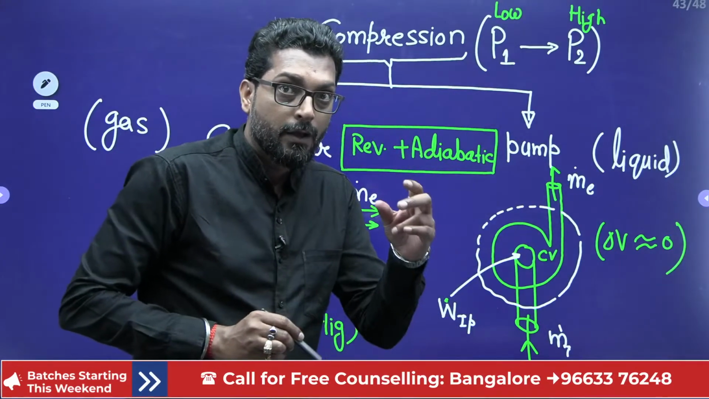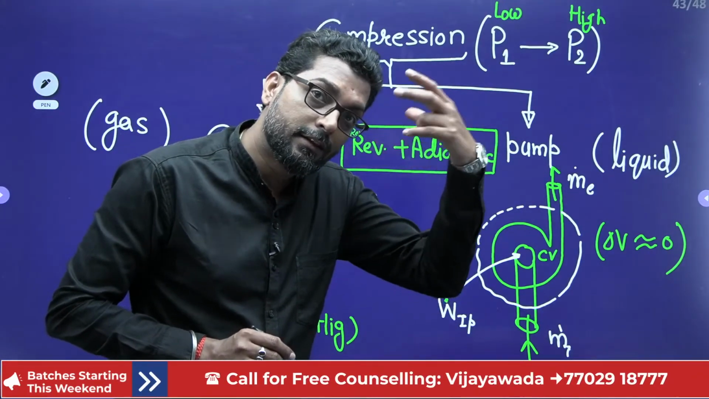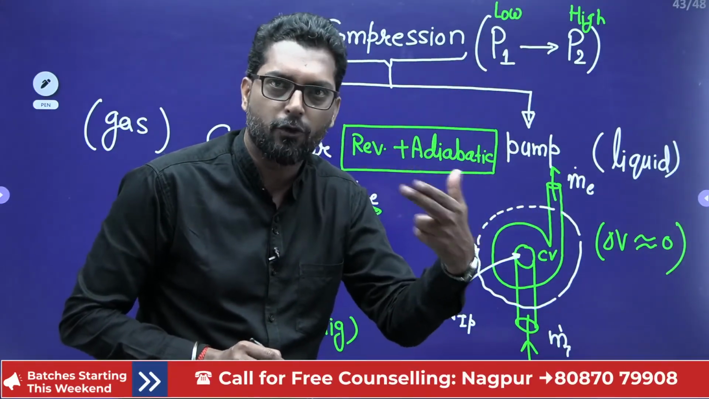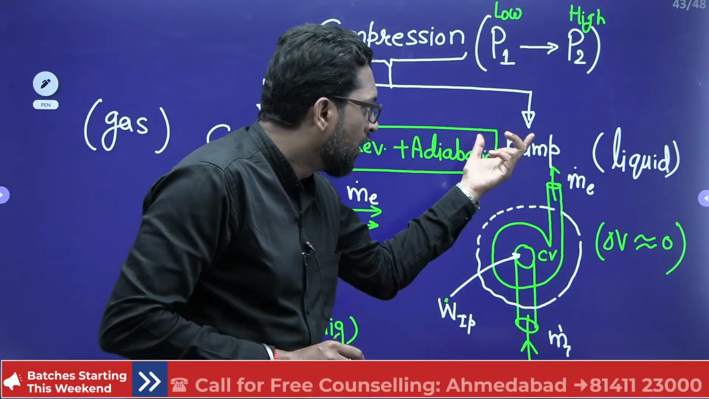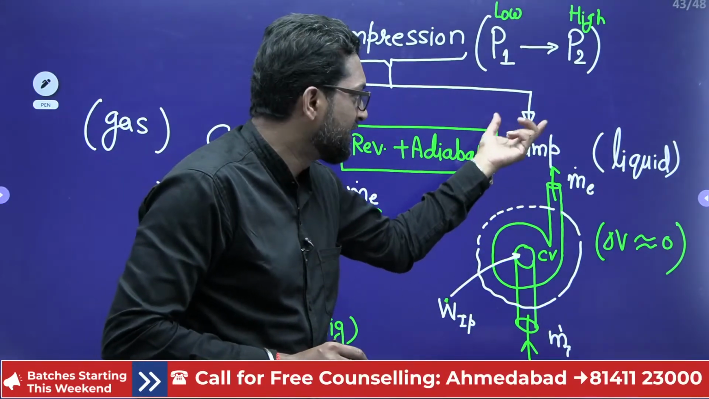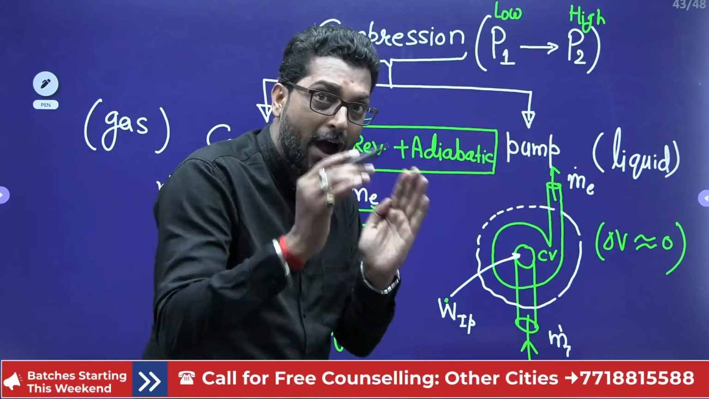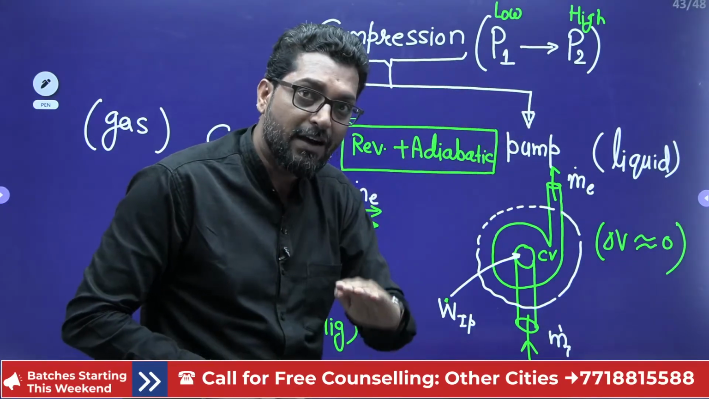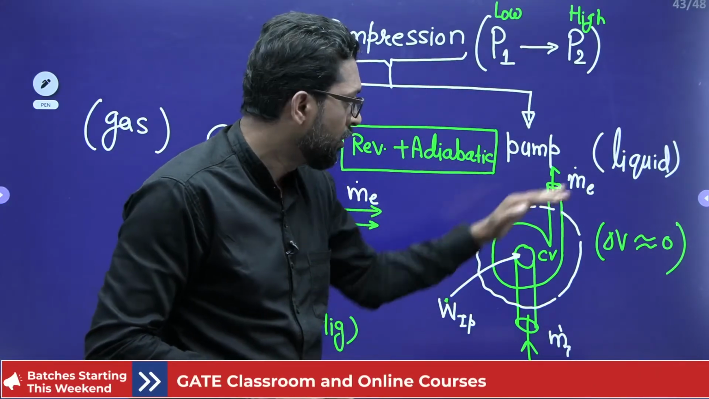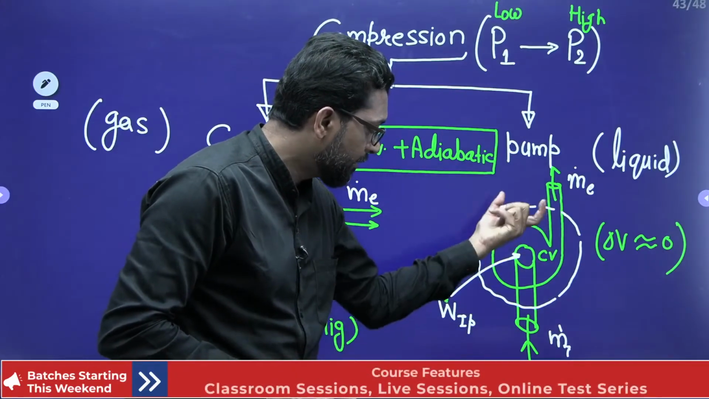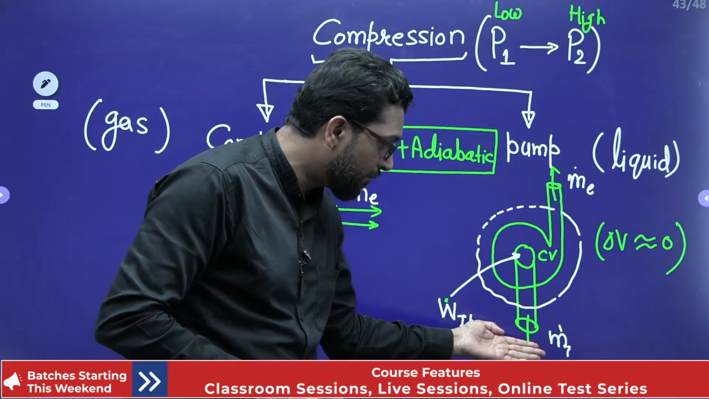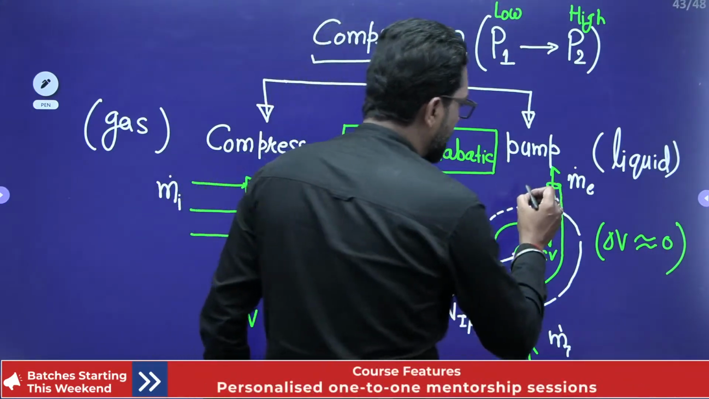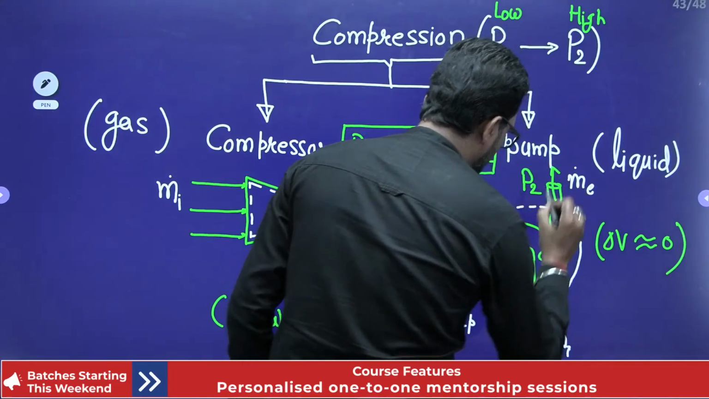that works on a steam cycle, that means NTPC, National Thermal Power Corporation Limited. In the NTPC we have a boiler, and in the boiler there is a high pressure, and there is another device which will have a low pressure. So what is the pump's function? The pump's function is to take the fluid from that low pressure to high pressure. So this is your high pressure P2, and this is your low pressure P1.